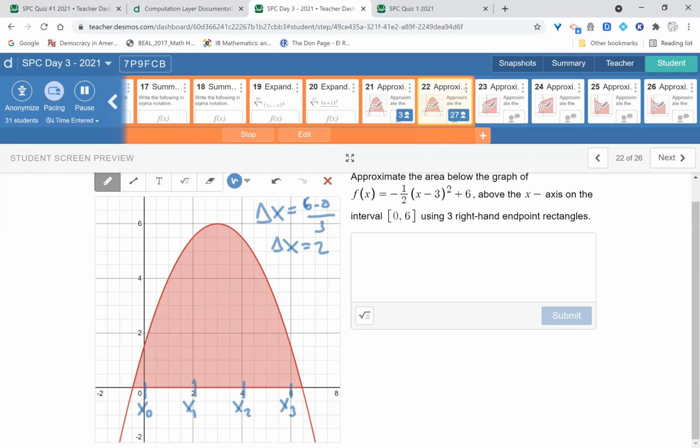And then I go draw my rectangles. Now I'm using right-hand endpoints. So from x sub 0 to x sub 1, I'm not going to do like I did before and go up at x equals 0. I'm going to go up at the right-hand endpoint, and I'm going to draw straight up from here all the way till I hit the function. And now I'm going to draw back from right to left until I hit x sub 0, which is 0. And there's my first rectangle.